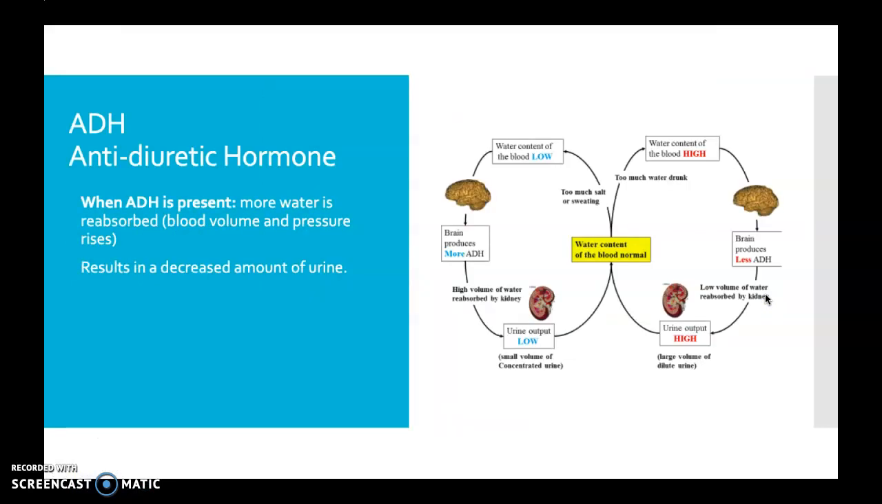So we're talking about ADH, which is a hormone, and you can see you've got this nice diagram that explains everything. So what we do want is to have a normal water content in the blood. We're trying to keep things at homeostasis, at the normal level. So if you maybe eat too much salt, some salty chips, or you go for a long run and you're sweating a lot, your water content of the blood will be low. So that means you have low water in the body and your brain will produce more ADH. So it's saying we need to keep water in the body. So that will result in a higher volume of water being reabsorbed by the kidney, and you will pee less, so your urine output will be low.